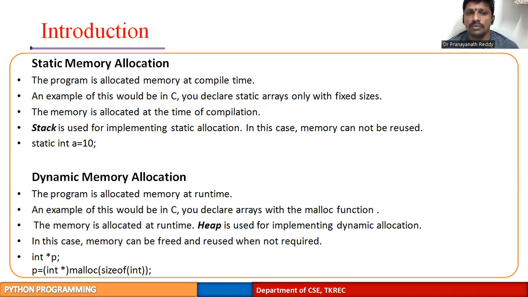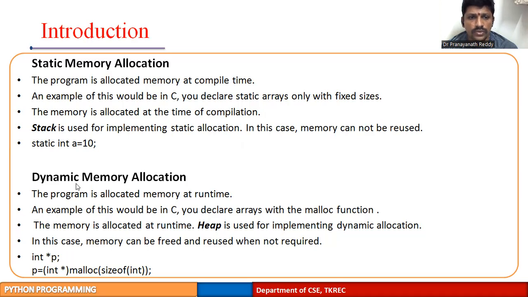So when you write a program and compile it, it allocates the memory at compile time. That is static memory allocation. If you look at this, we are saying int a = 10. Now a is a variable of type int, so the value 10 is stored in a variable called a. It has a fixed number of bytes. Whenever you call this particular variable, it gives 10. So we have a static array only with a fixed size. The memory is allocated at the time of compilation, and these are stored in a stack. Stack is used for implementing static allocations.